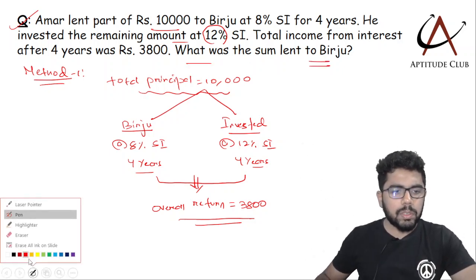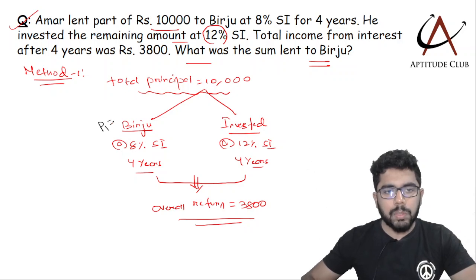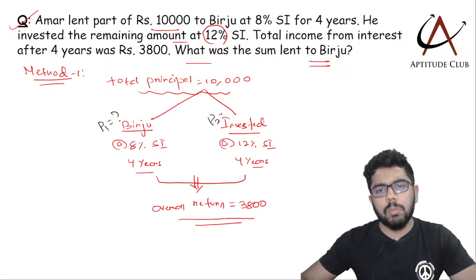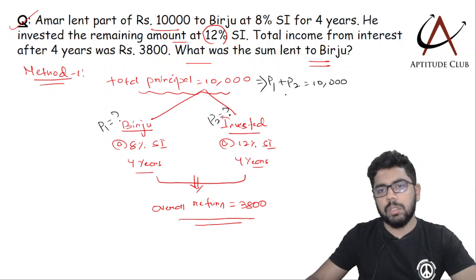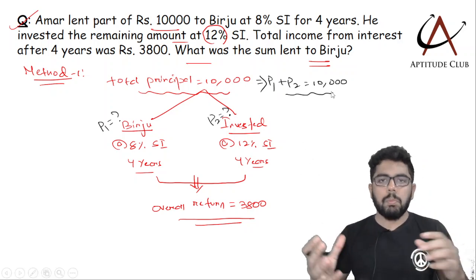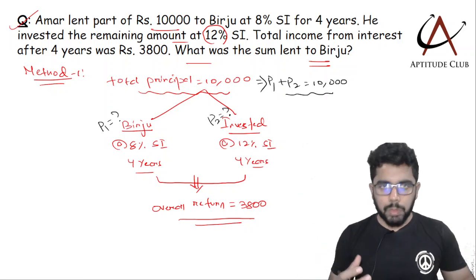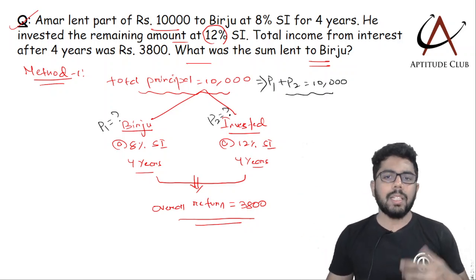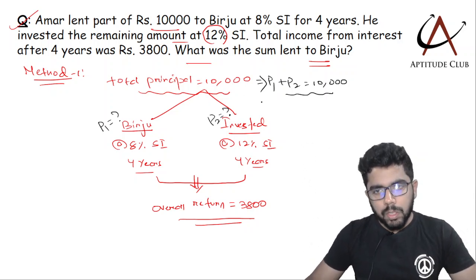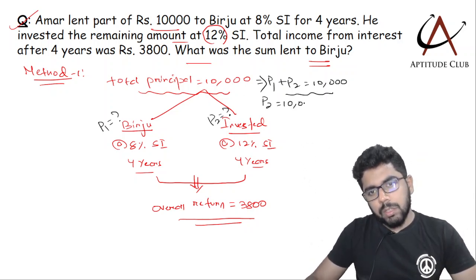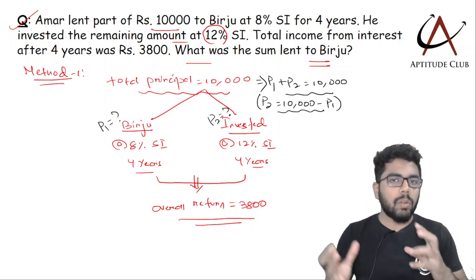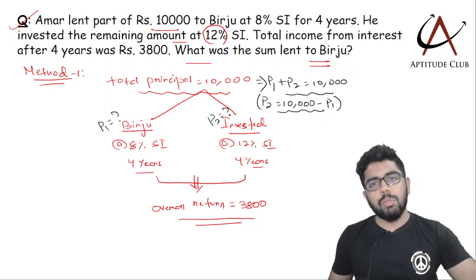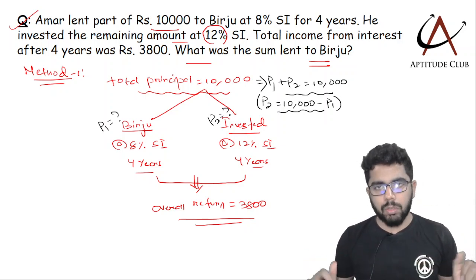So we'll have to figure out what sum was lent to Birju. That means I'll have to figure out the principal in each case. What is my principal that was lent to Birju and how much principal was invested, where 10,000 is equal to P1 plus P2. Simple logic. 10,000 is the total principal. Part of it was lent to Birju. Let's say that is P1 and the remaining part is P2, or I can write P2 as 10,000 minus P1. Because if you put it this way, we are only involving one variable. If you take P1 and P2, you are taking two variables, which is not needed, of course.